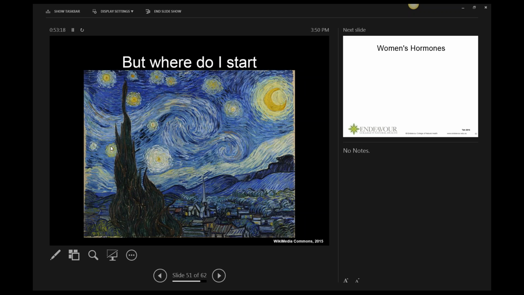And again, Dr. Tan says it pretty well. He's like, okay, so Vincent van Gogh painted this picture, Starry Night. Did he start with the trees? Did he start with the stars? Did he start with the swirls in the sky? Or did he start with the moon? Does it matter? No. The fact is that he ended up with Starry Night.